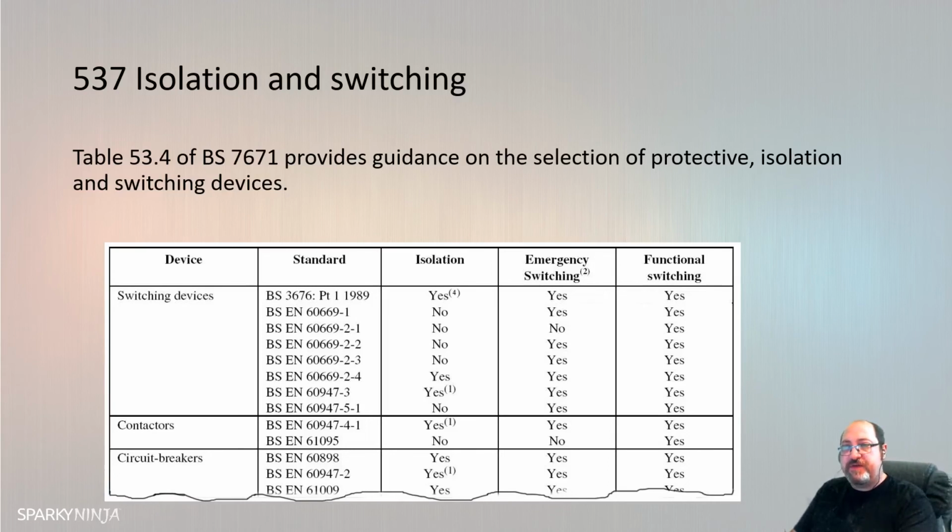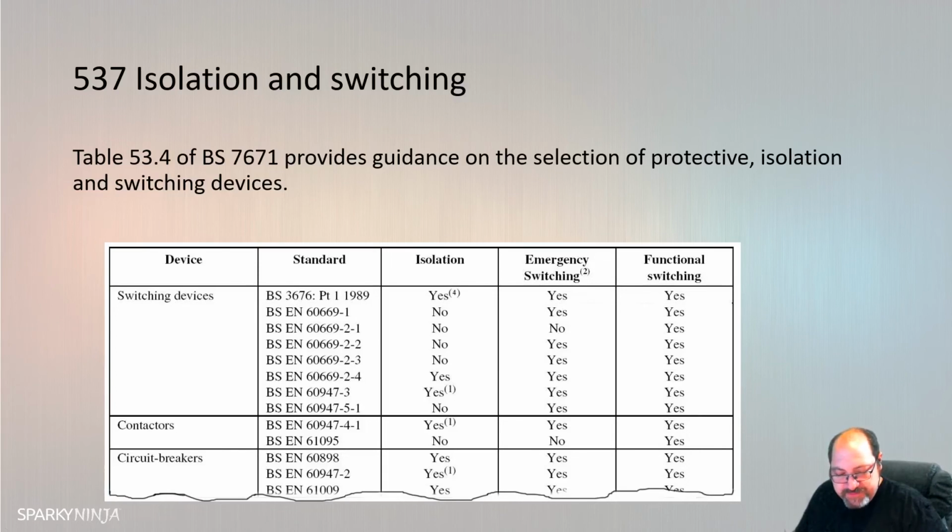Now, there's a lot of stuff that we've already discussed here. So, the BS7671 recognizes isolation, emergency switching, functional switching, mechanical maintenance as different methods of switching. And I showed you this table on a previous video, and it just gives you a list of devices and whether they are recognized as a device for isolation, a device for emergency switching, and so on.